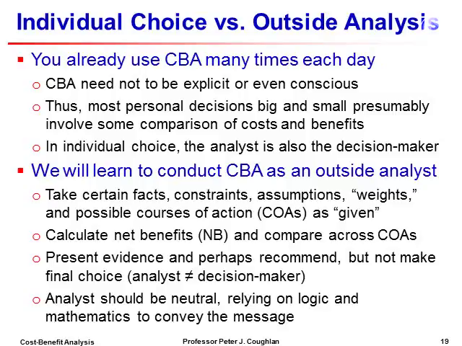But you will still then, of course, calculate net benefits by comparing across the courses of action. And then you ultimately, as an analyst, will present the evidence and perhaps even recommend a course of action, but you're not actually making the final choice. So in this case, the analyst is not the decision maker. And so as an analyst, you should be neutral, relying only on logic and mathematics to convey the message. You shouldn't have a bias one way or the other. That's part of the point: the cost-benefit analyst brings a hopefully objective view to a decision that the decision maker, him or herself, might not be able to have, an outside, disinterested third-party perspective.